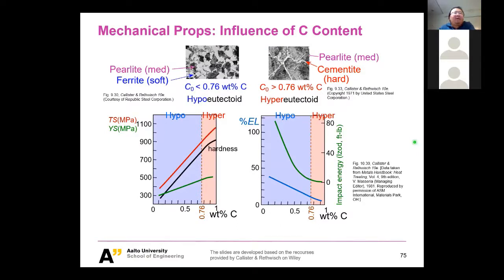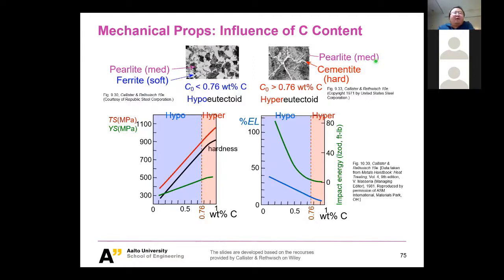All right, so finally, we want to give you a sense of all these different phases and how they differ in terms of mechanical property. Now I'm trying to give you a comparison between the hypoeutectoid steel and the hypereutectoid steel. So both of them have pearlite. So I gave a mediate pearlite. So mediate means they're hard, but they're not so hard.